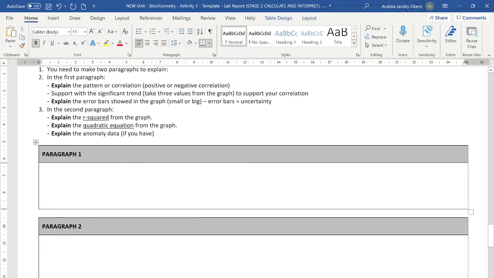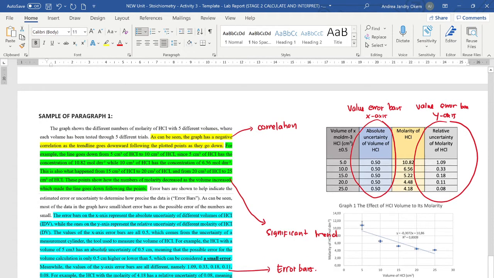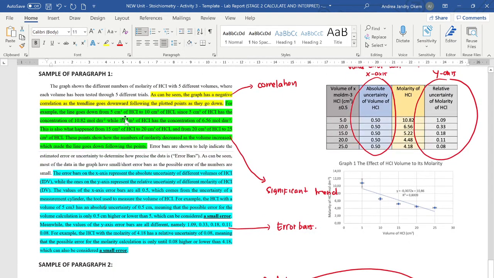Now, the next one is the significant trend. For the significant trend, you need to mention the values. In this part, the student mentioned the values. For example, the student picked the first, third, and fifth variation, only 3 variations. So the student does not explain but mentions. In the first variation, when the student used 5 milliliters of hydrochloric acid, the concentration becomes around 10 to 12 mol decimeter to the power of minus 3.